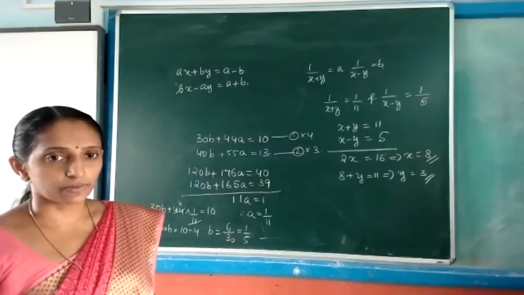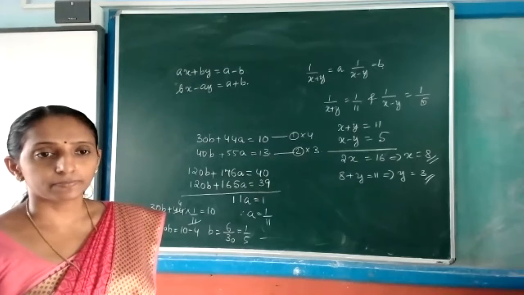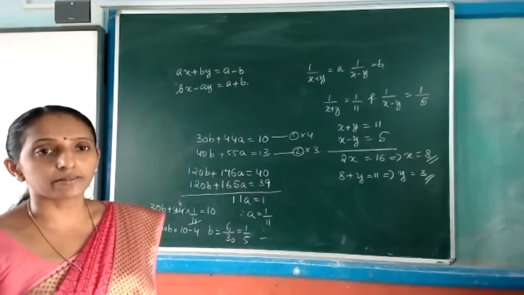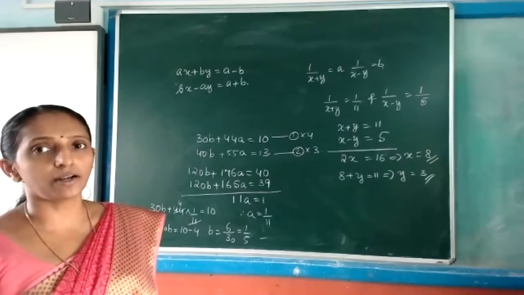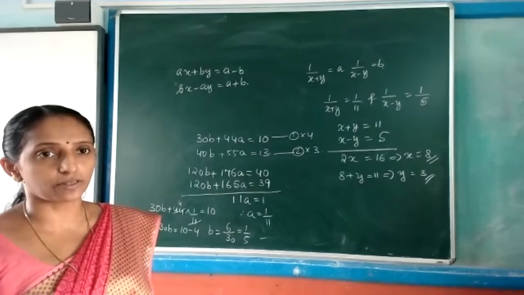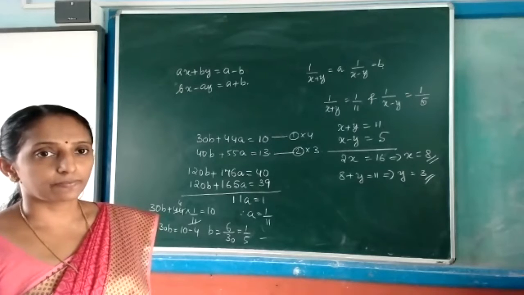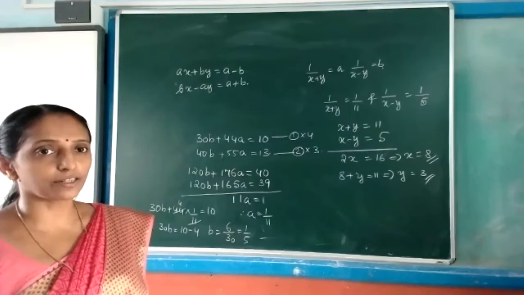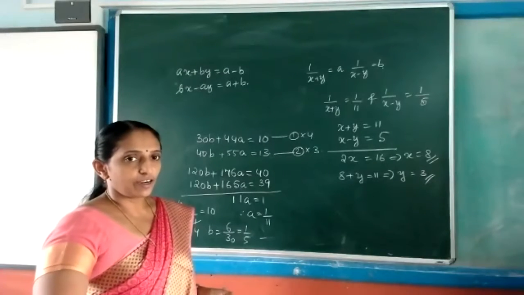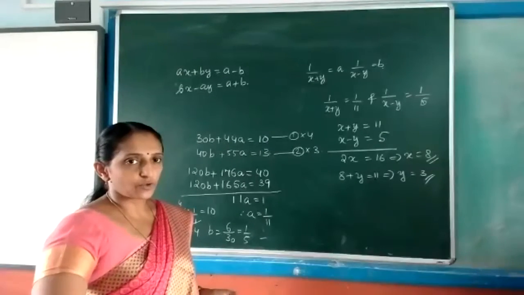Good morning, Miss. Good morning. Miss, I am getting x equals 1 and y equals -1. Correct. x equal to 1 and y equal to -1. That's the correct answer. All of you got it? x value 1, y value -1.